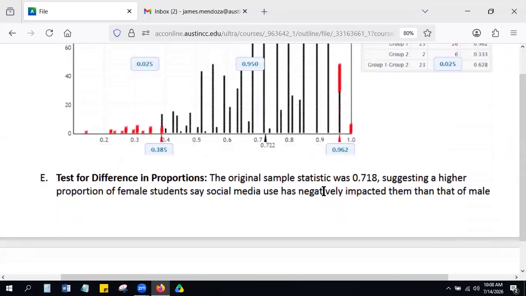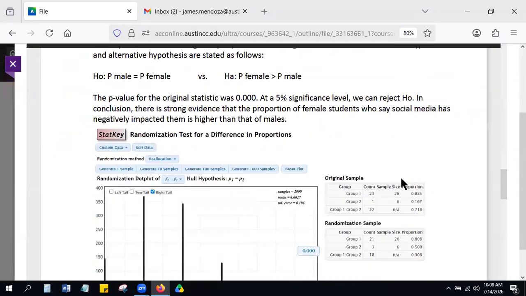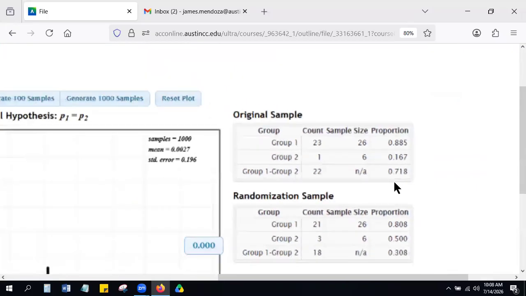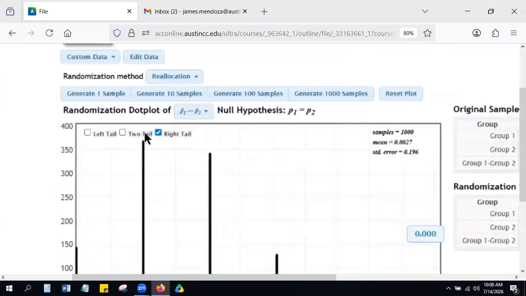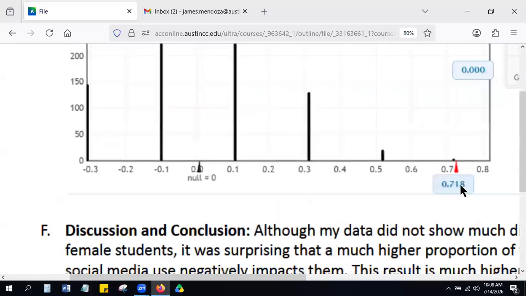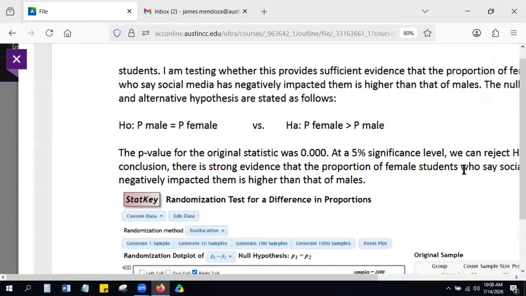And then same thing here. You got the same statistic, the 0.718. Whenever you do this, your statistic is going to be right here in the corner, and that's the difference between the two groups. Now, because it's positive, that's why I would say you need to do a right tail, and you'll put your statistic down the bottom. You'll get your p-value. This one got a p-value of 0.